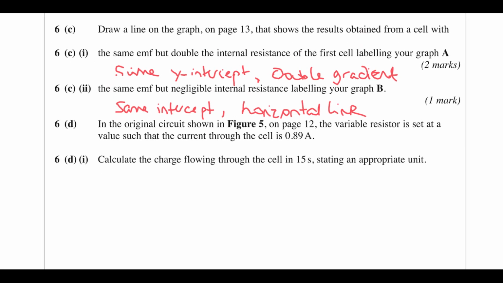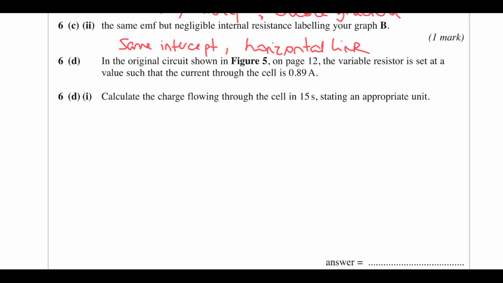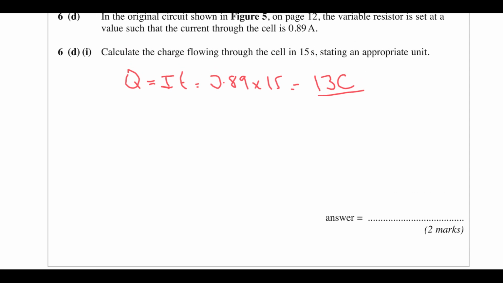Okay, so in the original circuit shown, the variable resistor is set at a value such that the current through the cell is 0.89. Calculate the charge flowing through the cell in 15 seconds. So we're using Q equals IT, which is 0.89 times 15. So that gives us 13 coulombs there. That's your charge.